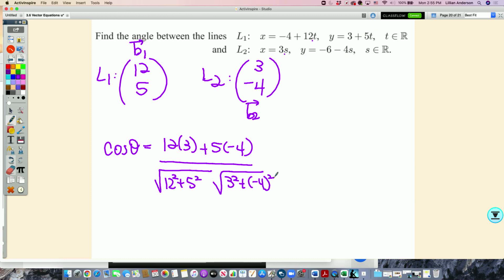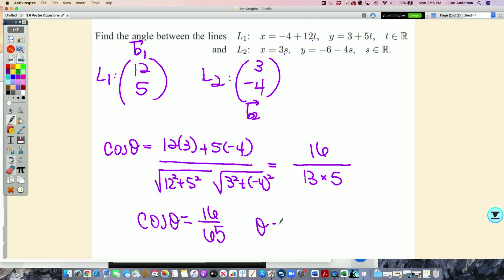On the sheet, why does it say the magnitude of the dot product? No, it's not absolute value. Oh, okay. 13 and 5. So the bottom is 13 times 5. What about the top? 16. So I have cosine of theta equal to 16 over 65. To find my angle, I have to do the cosine inverse of that fraction, and that will give me the angle between my two lines.